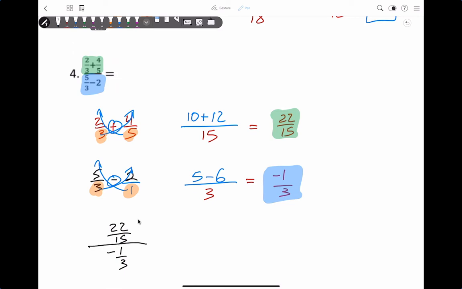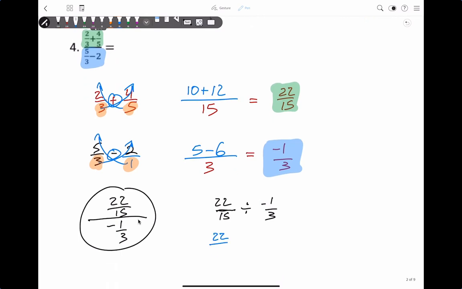Because a fraction over a fraction already looks difficult, we're going to go back to 5th grade and we're going to rewrite this. We're going to say 22/15 divided by negative 1/3. This looks much, much easier to work with because of keep, change, and then flip. So negative 3 over 1 is the flip. And if you wanted to put the negative in the bottom, it's still the same thing. It's going to be a negative 3 anyway.